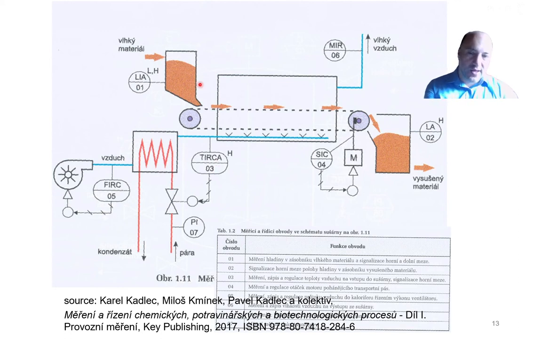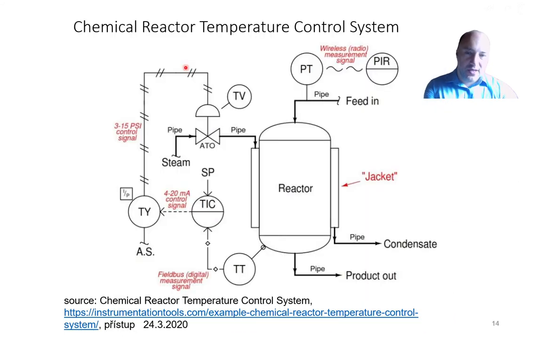For example, what is it doing? This measures the level of your material in the silo, for example. Later I have some more examples in English, so we'll see that in English. So here are some more P&I diagrams, and it looks more complicated, but it was basically the same process, or similar to what we've just seen.